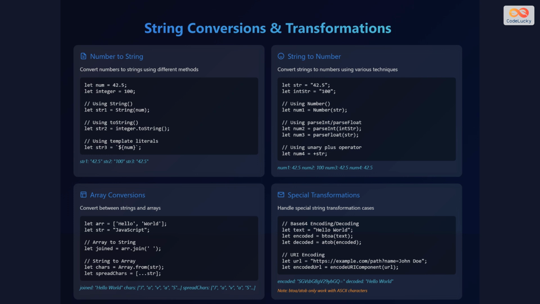Arrays can also be converted into strings and vice versa. Let array = ['hello', 'world'], and let string = "JavaScript". To convert the array to a string, let joined = array.join(" "), and to convert the string to an array, let chars = Array.from(string) and let spreadChars = [...string]. This results in joined being the string "hello world", chars being an array of characters from J to t, and spreadChars also being an array of characters from J to t.